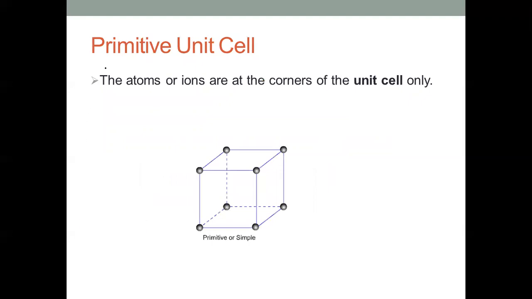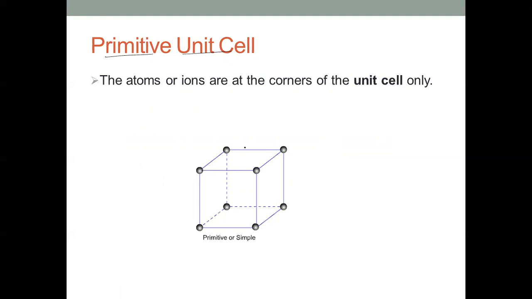When I take the first one, the primitive unit cell, this is a simple unit cell, called a primitive unit cell, in which the constituent particles, that means atoms, ions, or molecules, are present only at the corners.